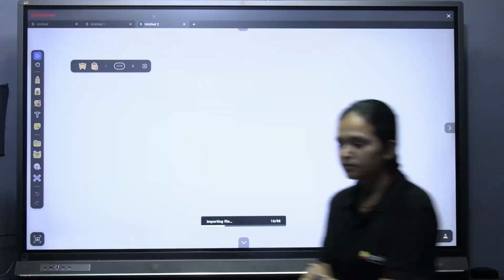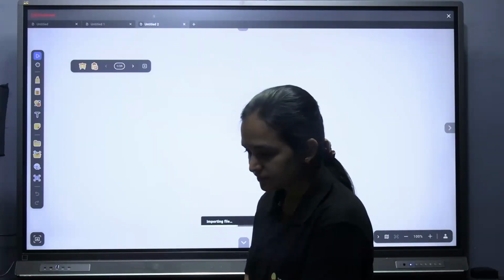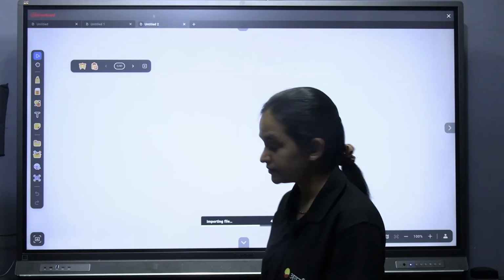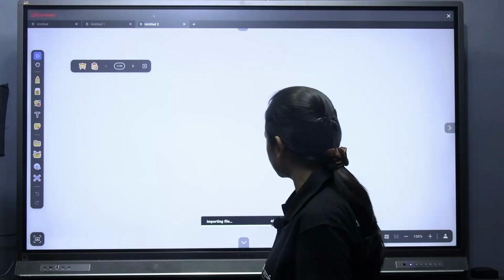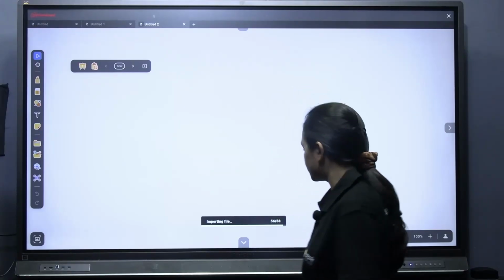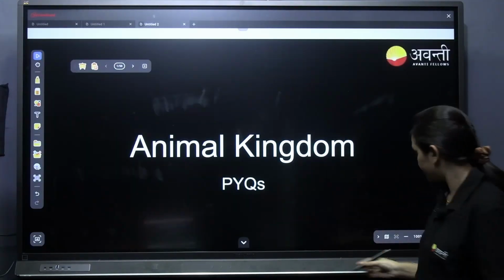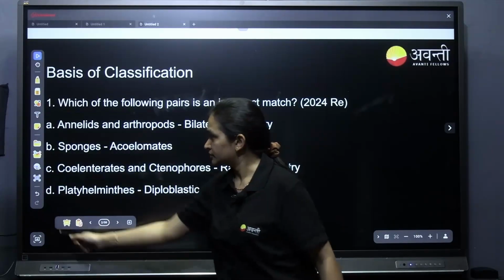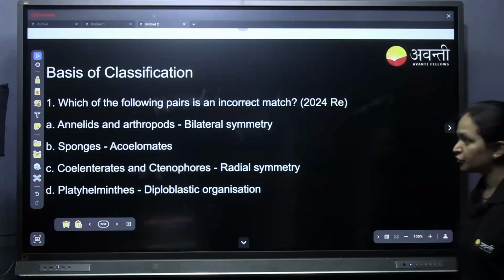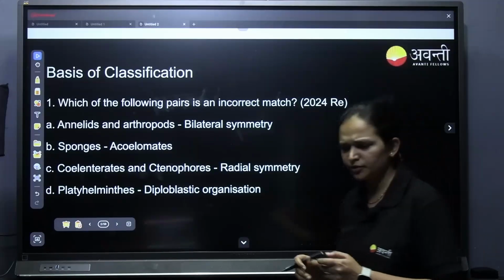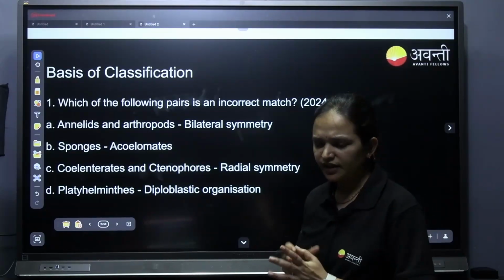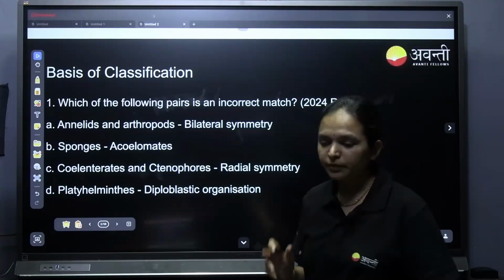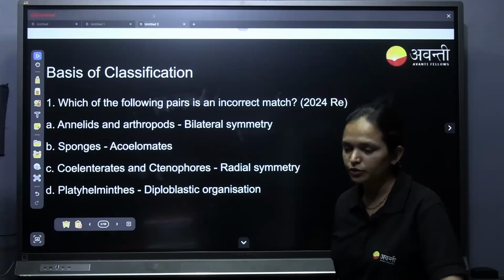Any doubts till now? Everybody is ready for solving the PYQs, because wherever I said this has become a PYQ, you can see the PYQs here. So it will be really good to solve the PYQs when we know the concept already.